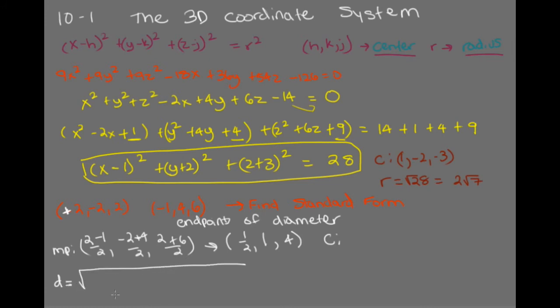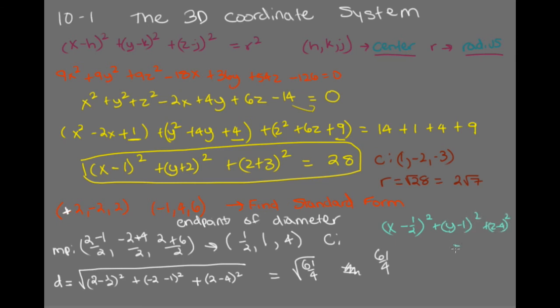So the distance is going to be the square root of (2 minus 1/2) squared plus (negative 2 minus 1) squared plus (2 minus 4) squared. So I use these 2 points. That's going to give us the square root of 61 over 4, which we can simplify to root 61 over 2, but we only need r squared, so if you square this whole thing, we get 61 over 4. So for the standard form equation, it's just going to be (x minus 1/2) squared plus (y minus 1) squared plus (z minus 4) squared is equal to 61 over 4. And that's going to be our standard form equation for this particular problem.